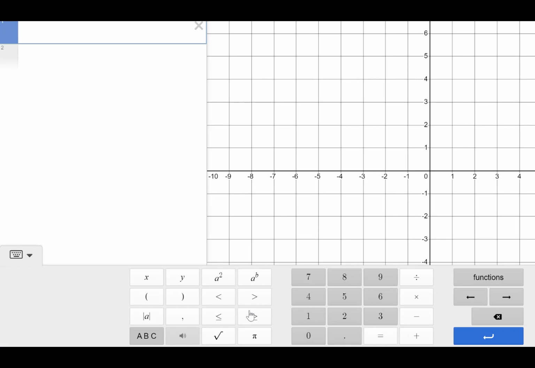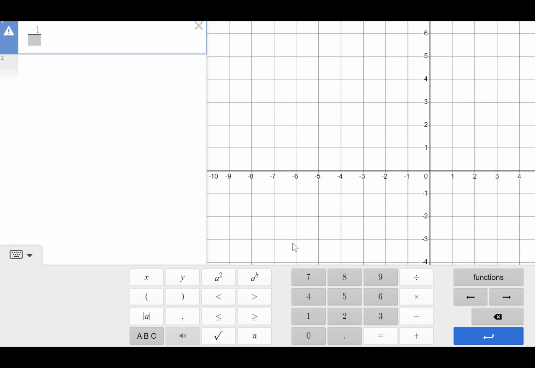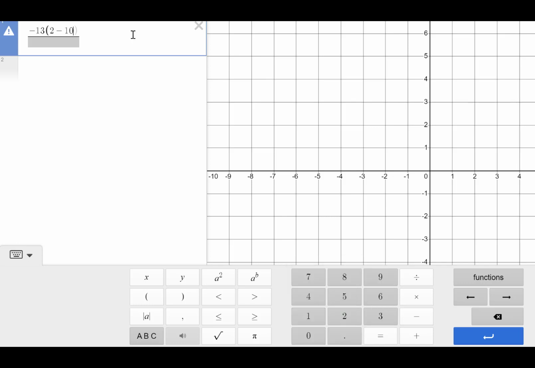So the first thing you need to click is the division symbol. And then let's look at the problem. -13, parentheses, and then it's 2 minus 10, then 2 on the bottom. And the answer is 52.